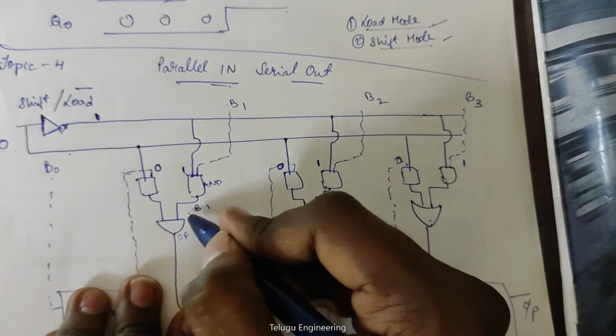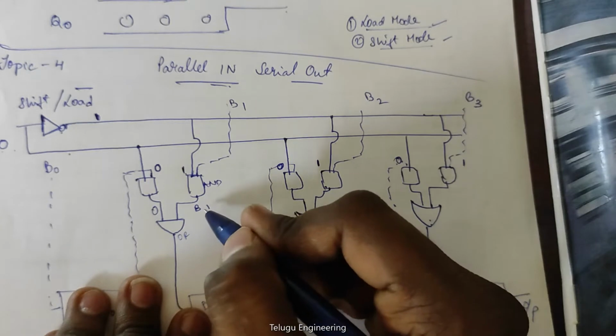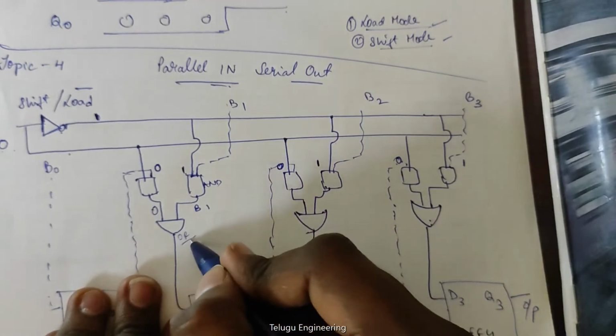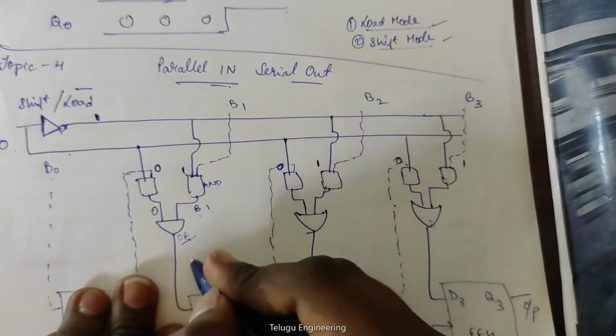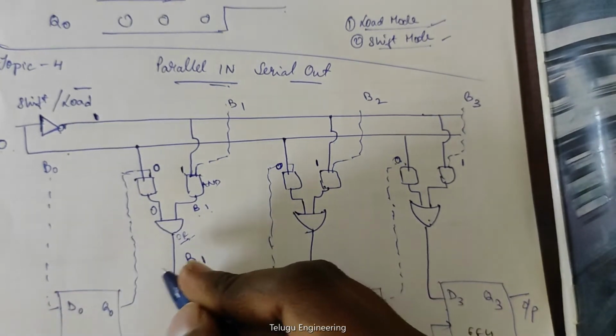So we know that 0 plus B1 will be B1 because it's an OR gate operation. OR gate operation means the plus operator. So B1 plus 0 will be B1. So the output is B1.